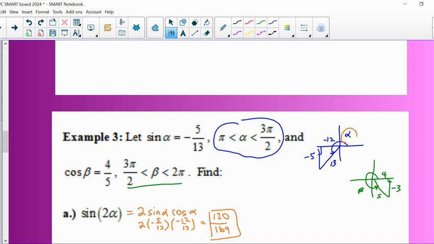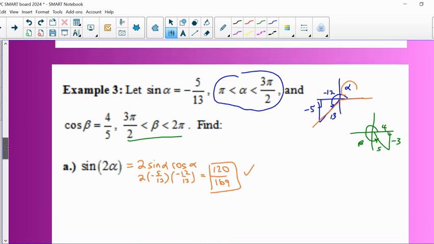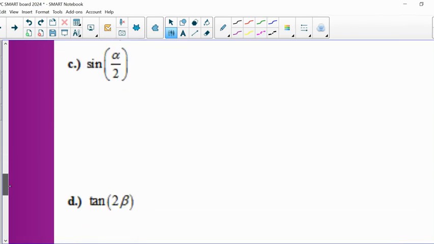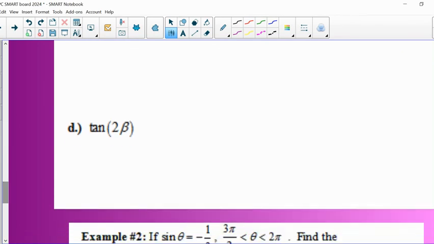And the great thing about this is that the formula automatically accounts for whether it's positive or negative. Think about it: alpha is an angle between 180 and 270, and you're doubling it to something between 360 and 540. It's a huge range, but based on the ratio, we know it's going to be a positive 120 over 169. Okay, let's jump down to another double angle. B and C are half angles. Aha, D, double. So tangent of 2 beta. Again, knowing that formula, tangent of 2 beta starts off with 2 tangent of beta.